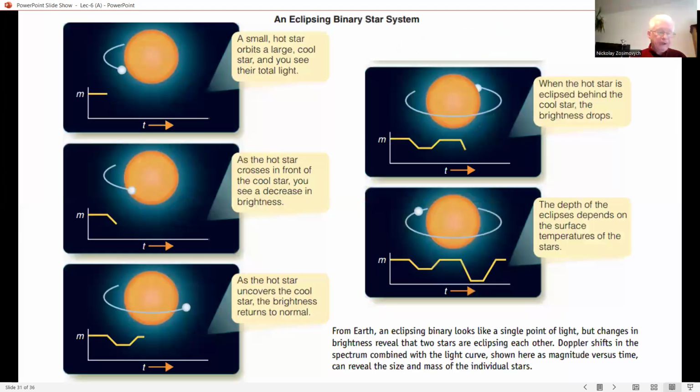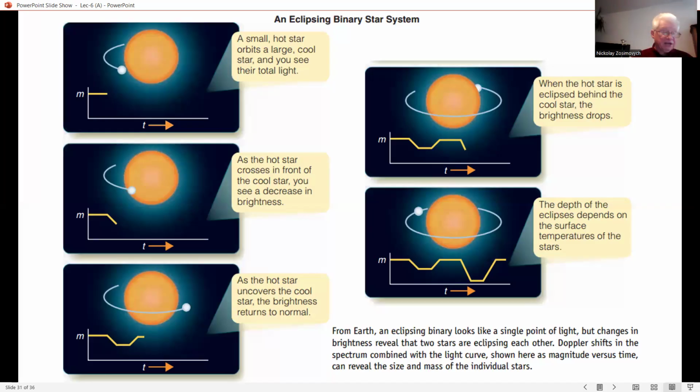Seen from the Earth, the two stars are not visible separately. The system looks like a single point of light. But when one star moves in front of the other star, part of the light is blocked, and the total brightness of the point of light decreases. And this figure shows a smaller star moving in an orbit around a larger star, first eclipsing the larger star, and then being eclipsed itself as it moves behind its companion.